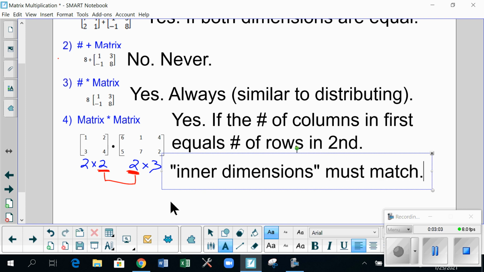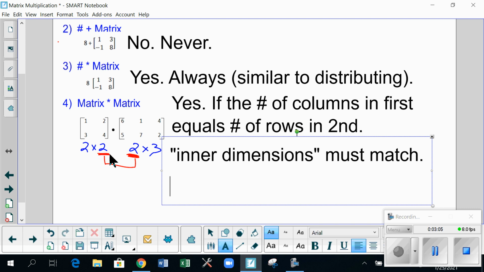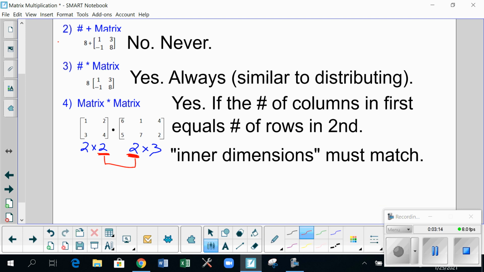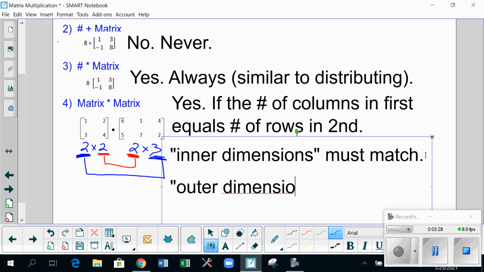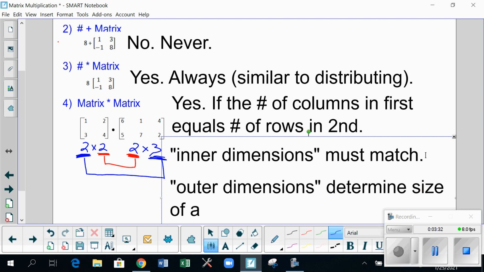And then another thing you'll come to find is that if these inner dimensions match, this 2 and this 2 match, then the outer dimensions, let me switch colors here, do this in blue. The outer dimensions, this outer 2 and this outer 3, these outer dimensions actually tell you the size of the answer. So the inner dimensions must match. The outer dimensions determine the size of the answer.